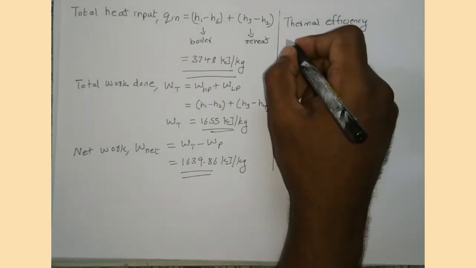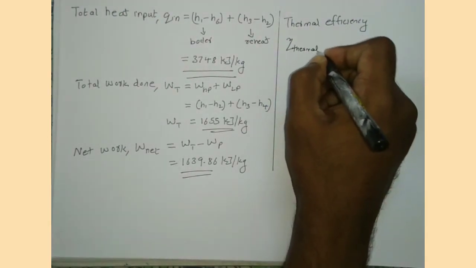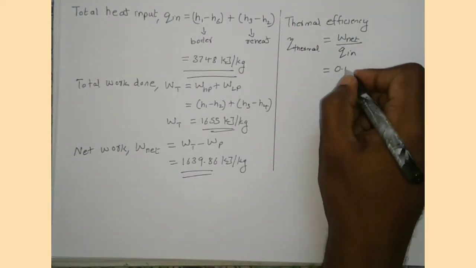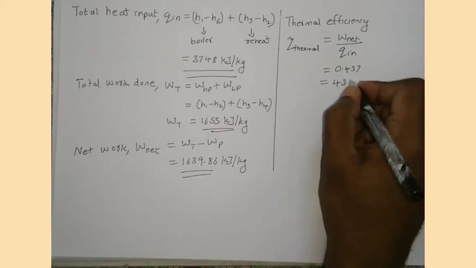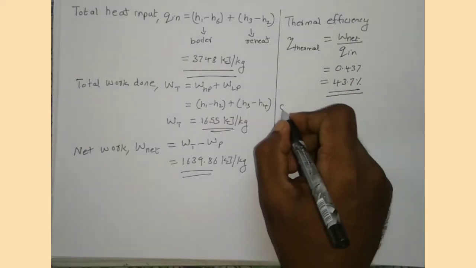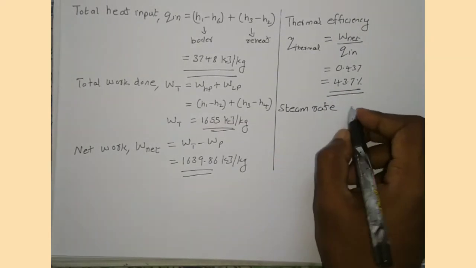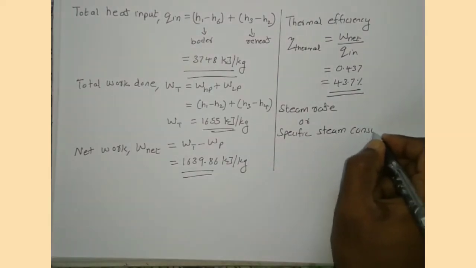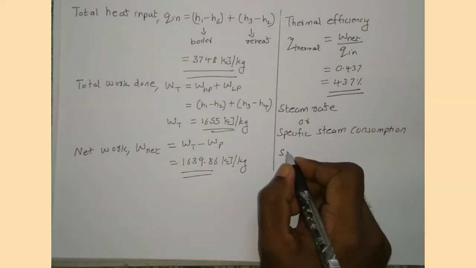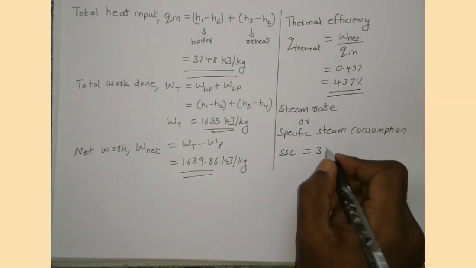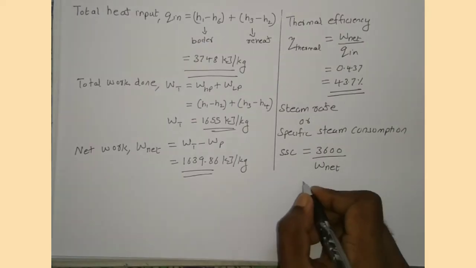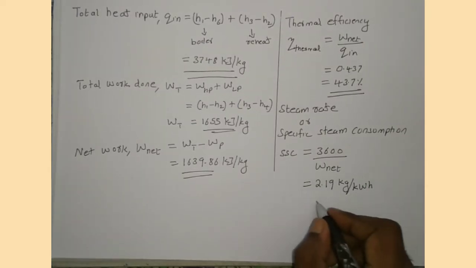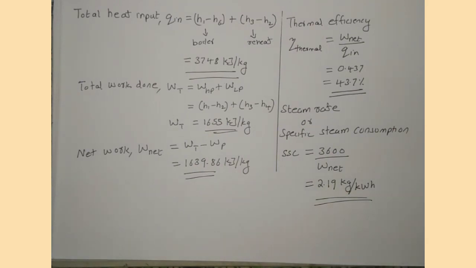And the thermal efficiency is the ratio of net work to heat input. Therefore, after substituting values, we will get the answer as 0.437, that is 43.7%. And the steam rate or specific steam consumption, we can write it as SSC equals 3600 by W net. And after substituting values, we will get the answer as 2.19 kilogram per kilowatt hour.